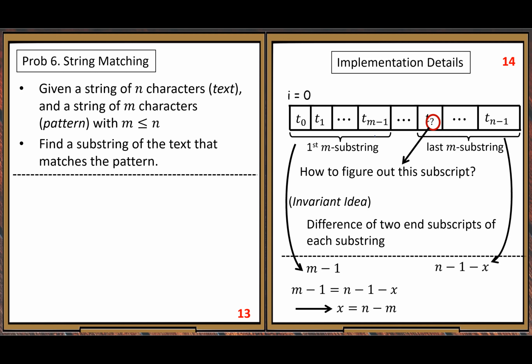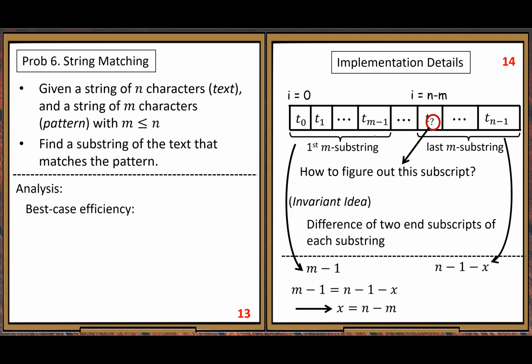After we can figure out the location of the last n substring, can we do the counting easily? Can we do the counting easily from 0 through n minus n? Yes. Now we find the i for the last n subscript.